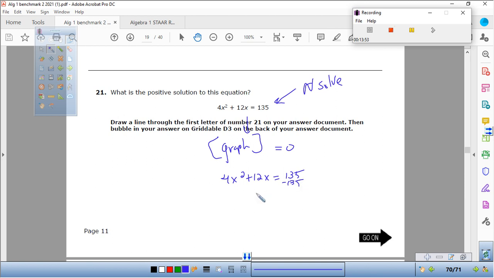Minus 135. Minus 135. These cancel out here. We go 4x squared plus 12x minus 135 is equal to 0. Now you can graph this. Okay, let me go back over here. Do you know why I can solve? Because there's an equal sign and there's one variable. I'll do both.